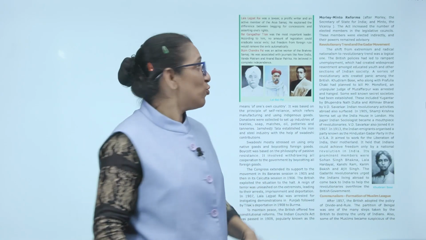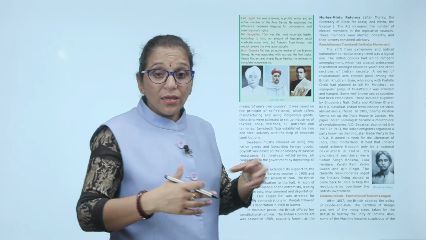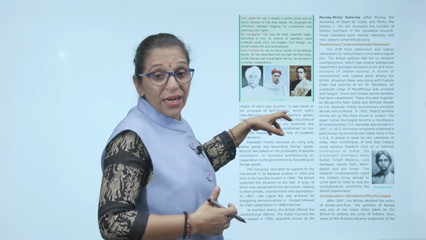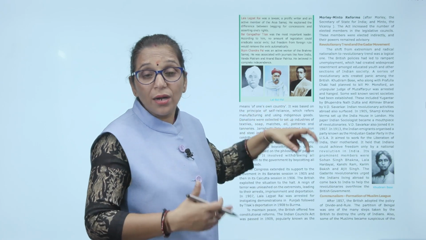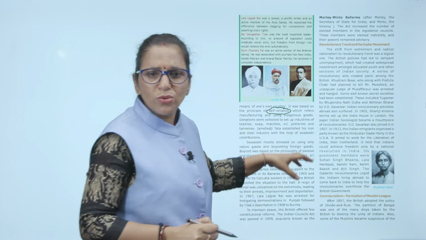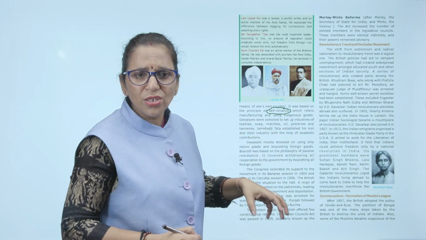Now the Swadeshi movement, in that the people were requested to own one's own country. Use those products which are made in your own country. It was based on the principle of self-reliance, which referred to manufacturing and using the indigenous goods. Donations were collected to set up the industries of India, industries of textiles, soap, matches, oil, potteries. Okay, we will open our own industry and we will use our own things, own goods.